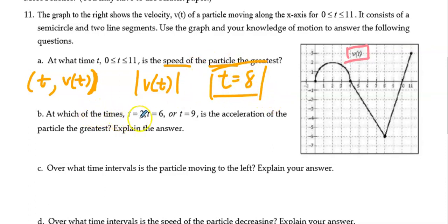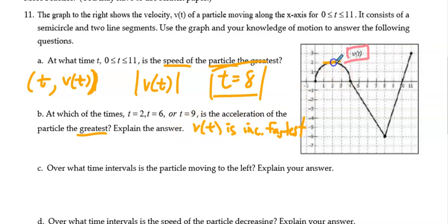At which time, time equals 2, 6, or 9, is the acceleration of the particle the greatest? So where is it the greatest? We have to remember, ladies and gentlemen, that if we look at 2, 6, and 9, the acceleration is the greatest when my velocity is increasing the fastest, right? Where v(t) is increasing the fastest. So basically, where is my slope the largest? In algebraic terms, where is the slope the largest.